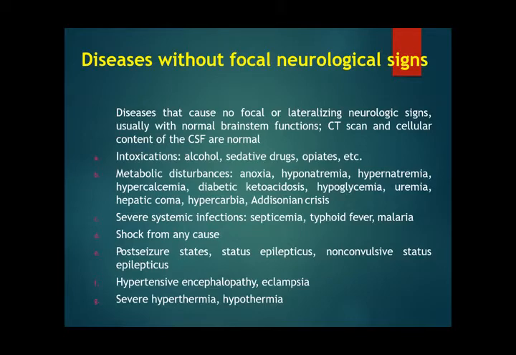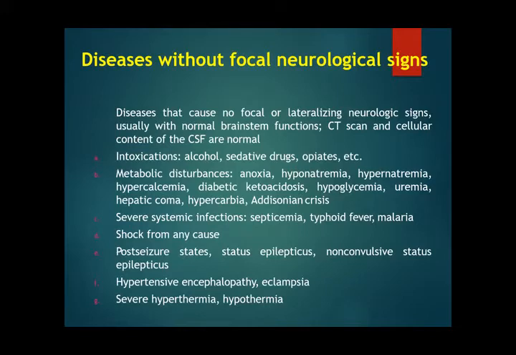And third is non-convulsive status. What is this terminology? This indicates that the patient is having subclinical seizures with no apparent gross motor activity visible. They may have nystagmoid jerks of the eyes, or they may have mild twitching of the face or one extremity off and on, but the underlying electrical seizure activity is continuing. So that is called non-convulsive status epilepticus. Hypertensive encephalopathy, that is one. And we have severe hyperthermia and hypothermia, and these are also causes of coma without focal neurological signs.